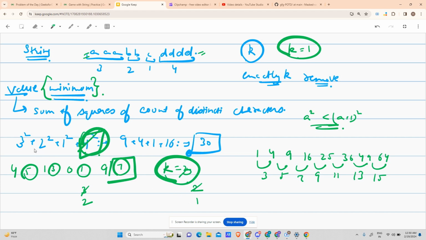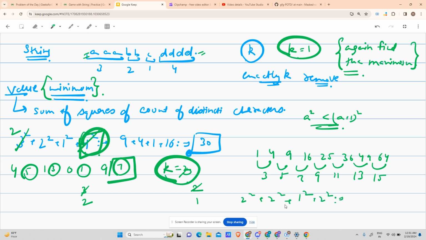Now to remove that one character, you will again find the maximum. Mark my word, again find the maximum. This is what I'm using again and again. This will be a core concept. Again find the maximum. So it is 3, 2, 1, 2. What is the maximum? It is 3 now. So make it 2. So our answer will be 2 square plus 2 square plus 1 square plus 2 square, which equals 4 plus 4 plus 4, that is 12, plus 1, 13. That will be your final answer. This will be the minimum value.